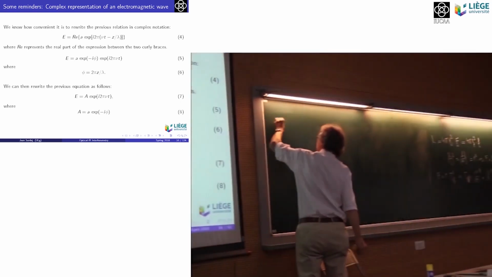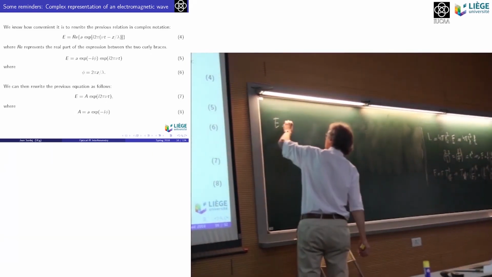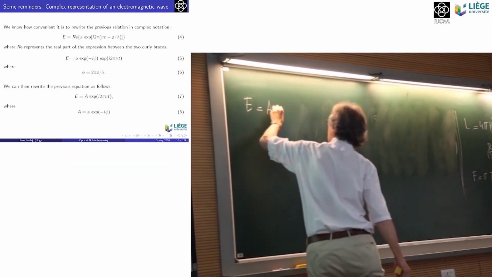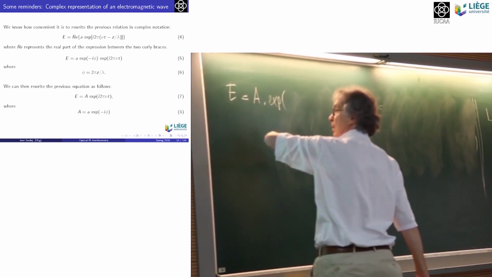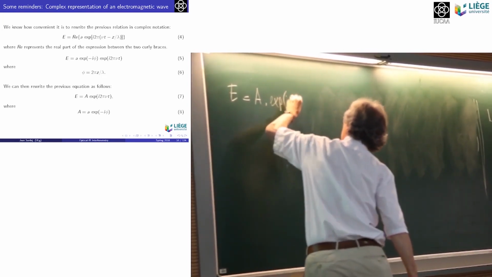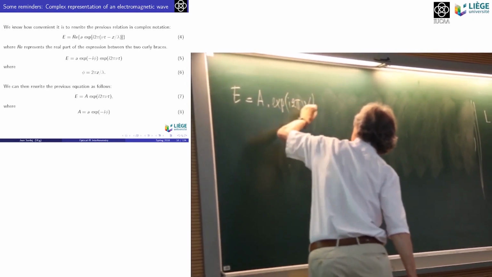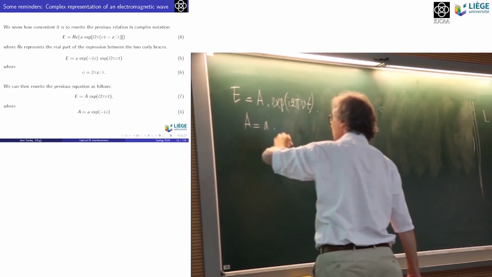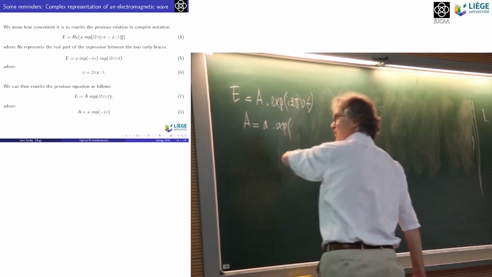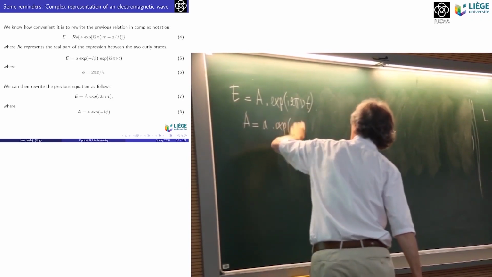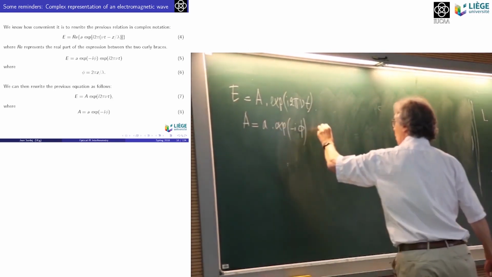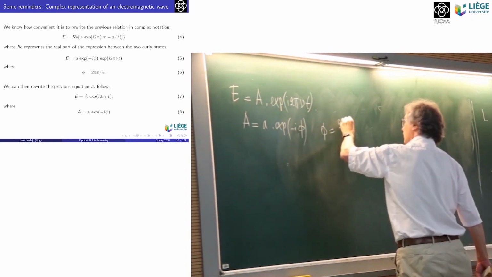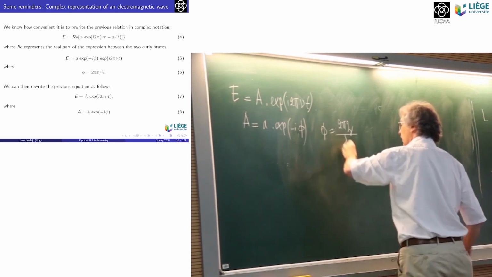So the electric field can be represented as a product of the complex amplitude A times e to the power i 2 pi nu t. So A equals the product of the real amplitude times e to the power i phi, with phi equal to 2 pi z over lambda.